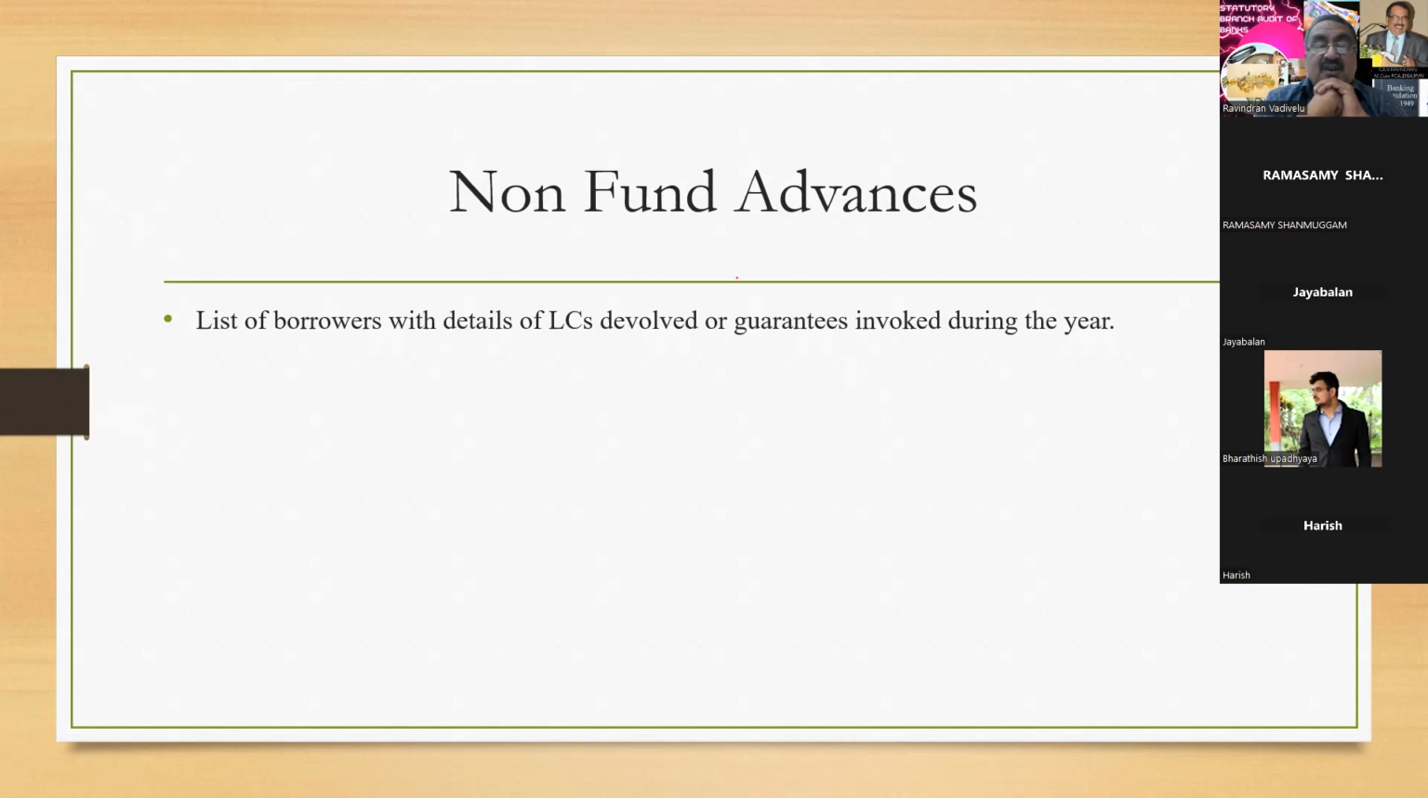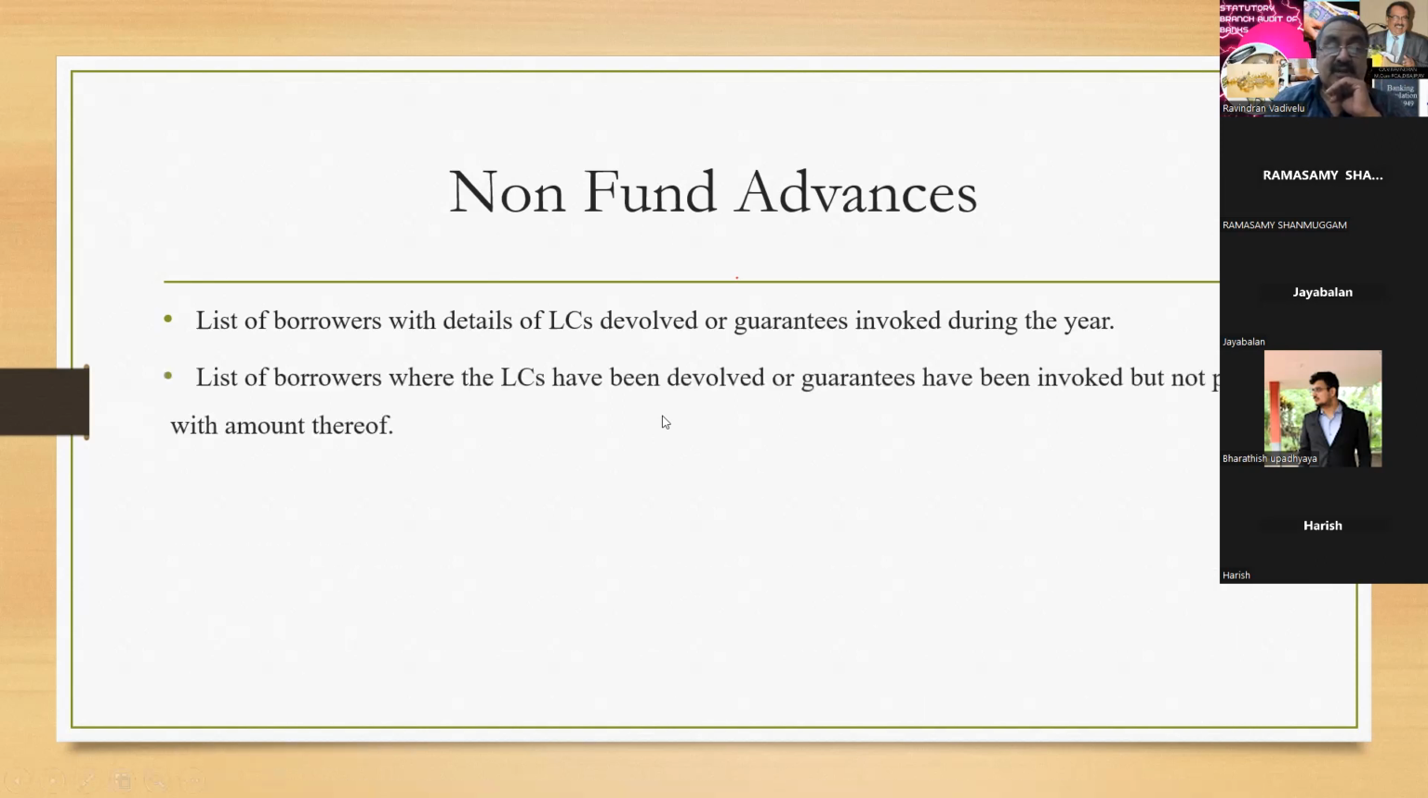So for this, you have to give a specific report. You have to ask for the bank guarantee register, and you have to see whether there is any invocation of bank guarantee during the year. If that is there, then you have to give a separate list.